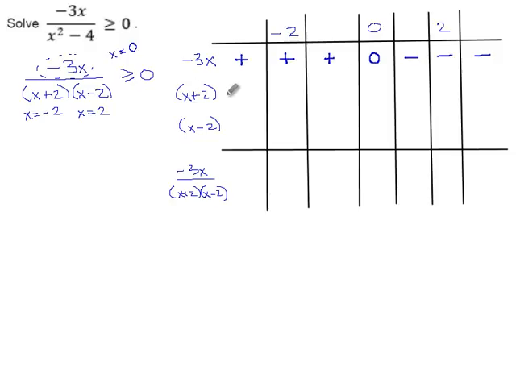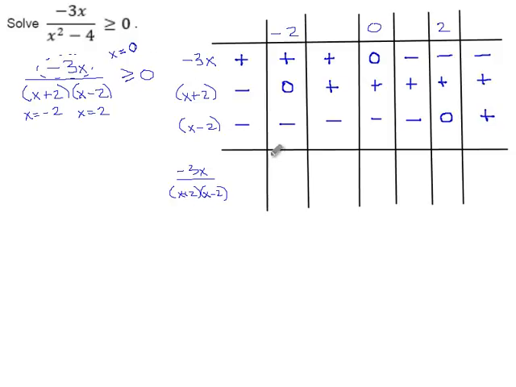So there's that term. X plus 2, if x is a big negative number, this will come out negative. If x is exactly negative 2, we'll get 0. If x is anything higher than negative 2, then we start getting pluses from here. And for the x minus 2 term, negative 2 minus 2 is negative, 0 minus 2 is negative, 2 minus 2 is 0, and if x is anything bigger than 2, this comes out positive.